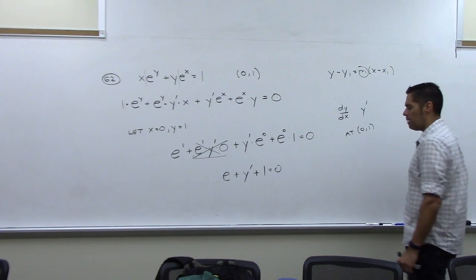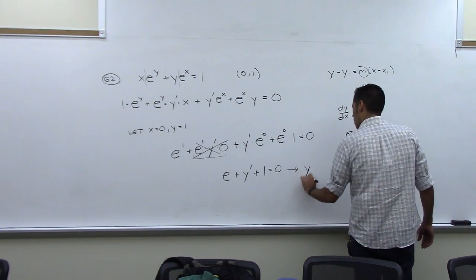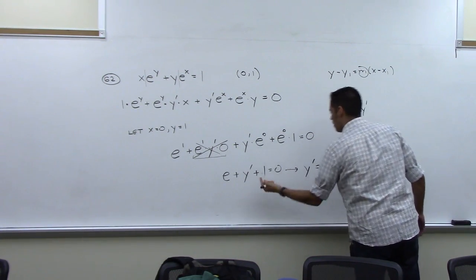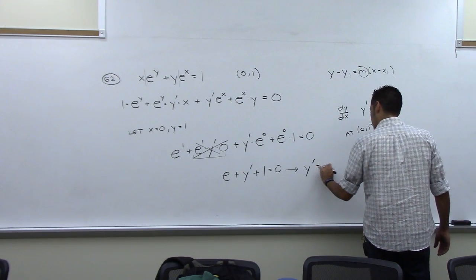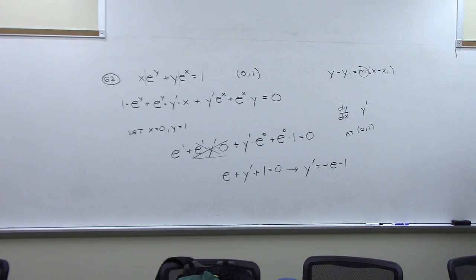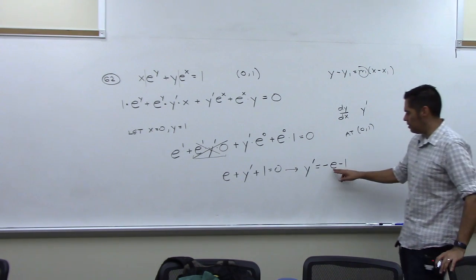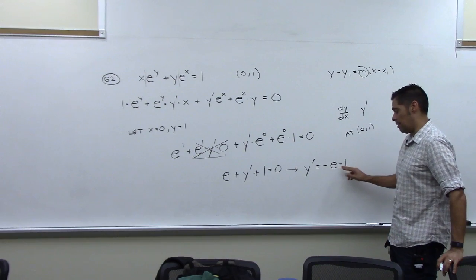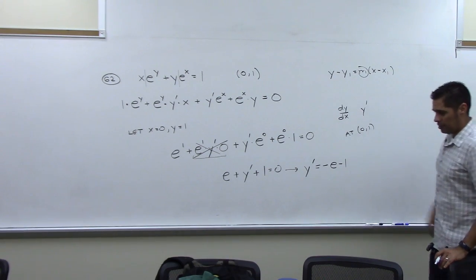And if we solve for y prime here, we just take this and this to the other side, they both become negative. That's the slope of your tangent line. It's weird looking, but it's just a number, right? E is a number, so negative e is a number. Take away 1, still a number. Just going to plug that in right there.